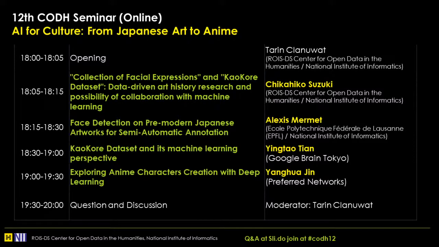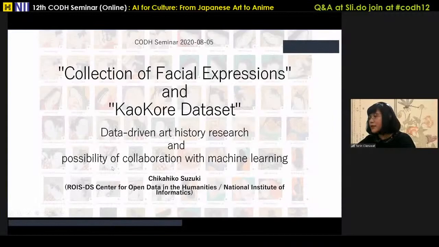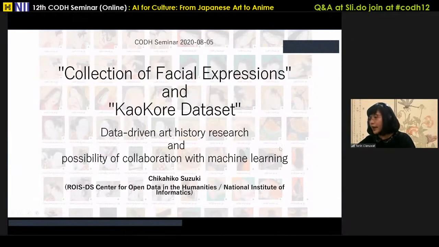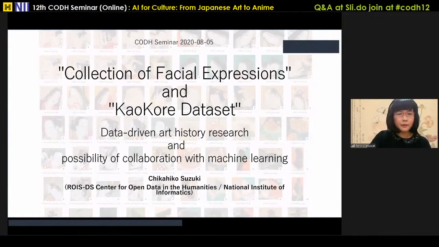Hi, thank you, Tarin-san. Okay, I share my slide, just a moment. Let me introduce our speaker, Chikahiko Suzuki. He's a project assistant professor from ROIS-DS, Center for Open Data in the Humanities, National Institute of Informatics. After he studied art history, cultural resource studies, and digital humanities, his main research interest is in applying informatics and open data to the humanities research field. Currently, he is focusing on IIIF research. Okay, I think the presentation slide is on now. Suzuki-san, you can start your presentation.